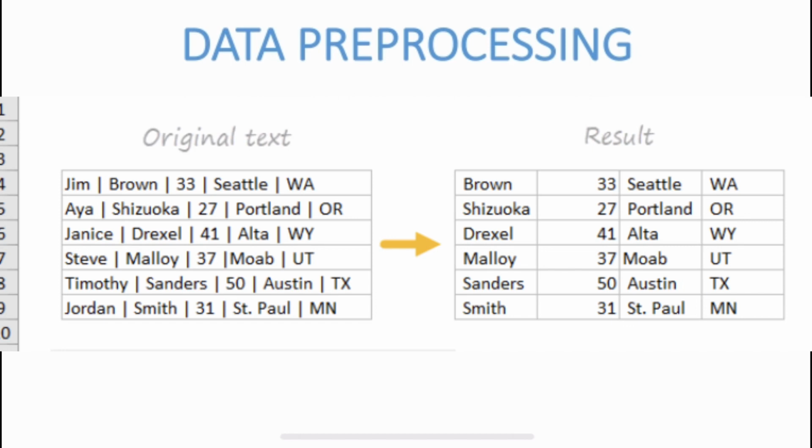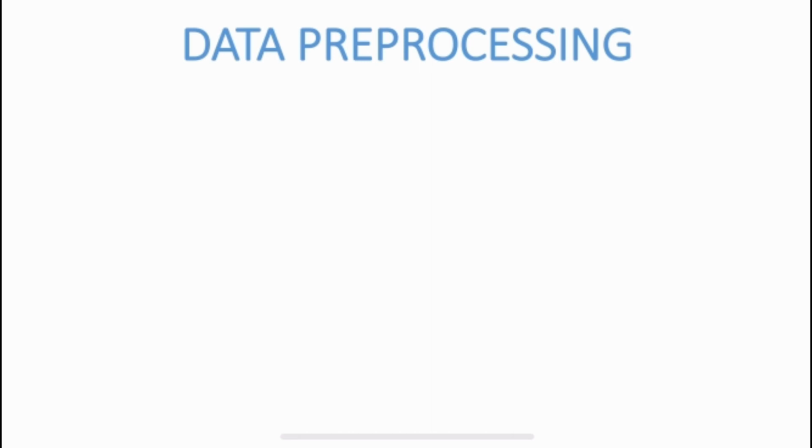You can see the original text is separated by one symbol, and on the other hand the result is in the form of rows and columns, and that is meaningful data that can be used. Now all the terminologies are clear, so we can define data pre-processing. Data pre-processing is a process to convert the raw data into meaningful data using different techniques.